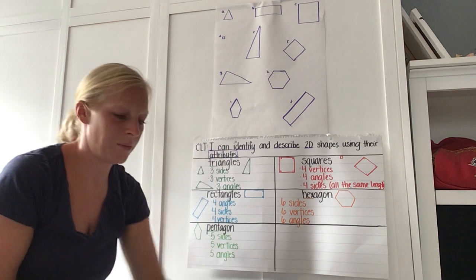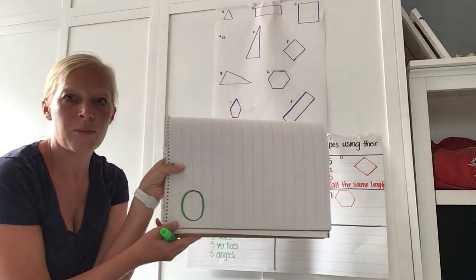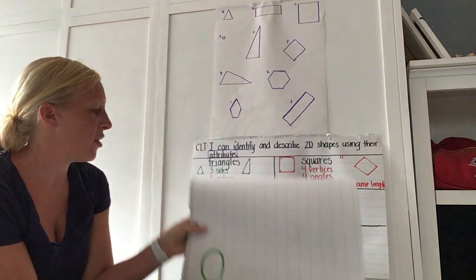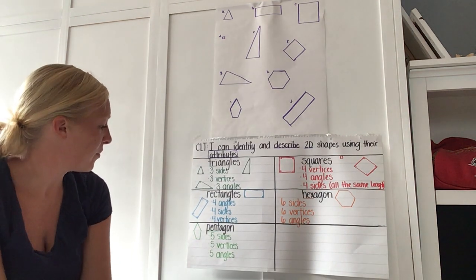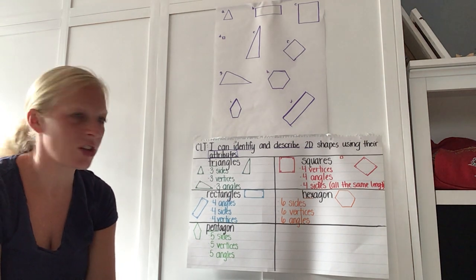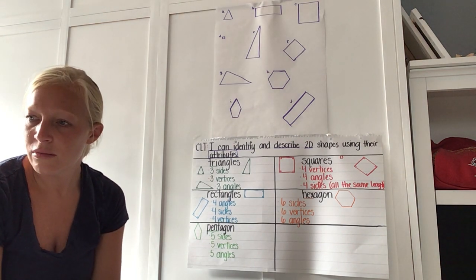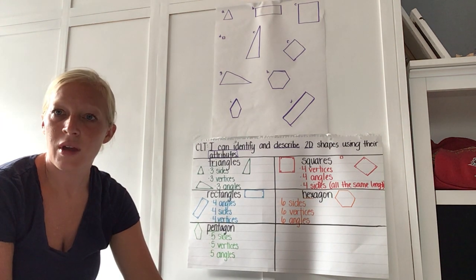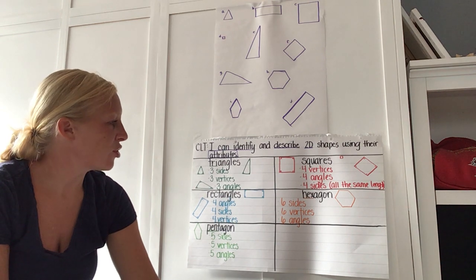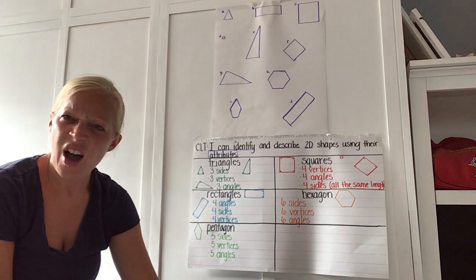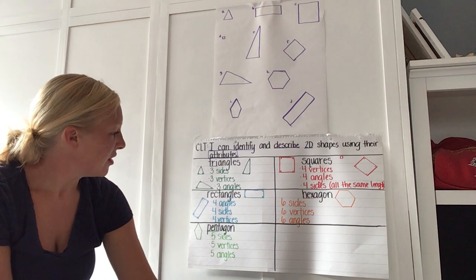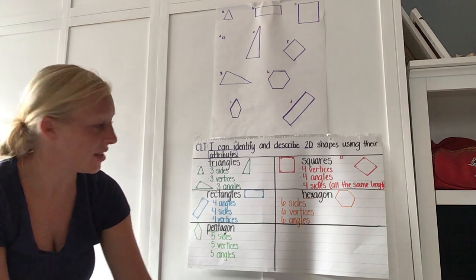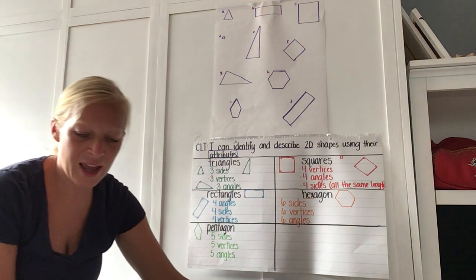Where would this shape belong? Where would this shape belong? It is a circle. Where would a circle go? What do you mean it wouldn't go anywhere? It kind of looks like a hexagon. It doesn't have straight sides. It doesn't, does it? It doesn't have any straight sides. It doesn't have any vertices. It doesn't have any angles.